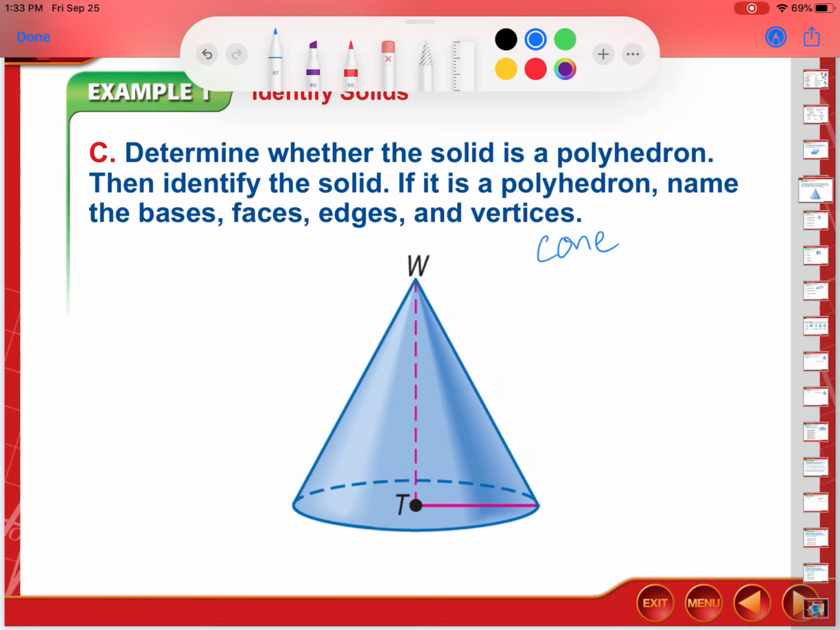The base would be circle T. And then my one vertex would be point, oh, let's spell point right, point W. This one I like a lot more than the first one. There's a lot less writing on it. But important thing to note is that cylinders, cones, and spheres are not polyhedrons because they are not composed of plane faces.